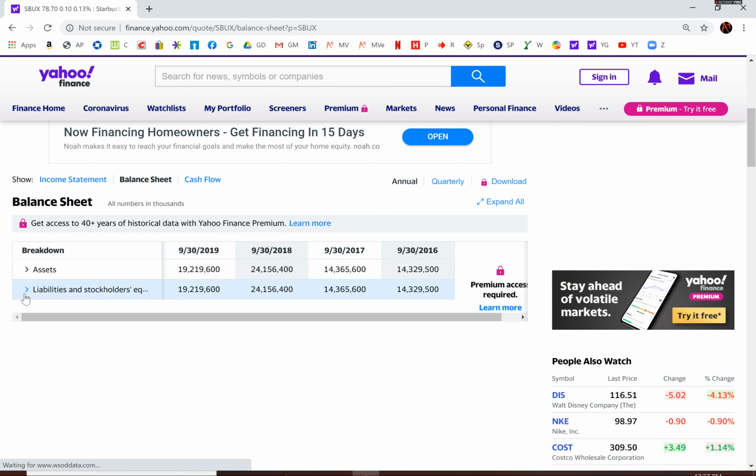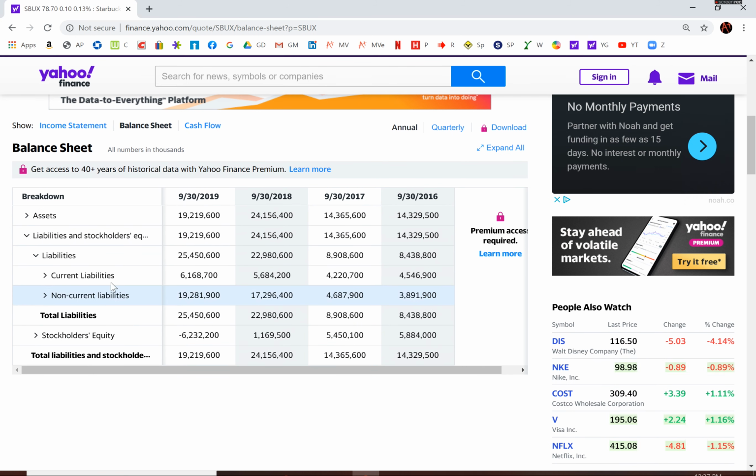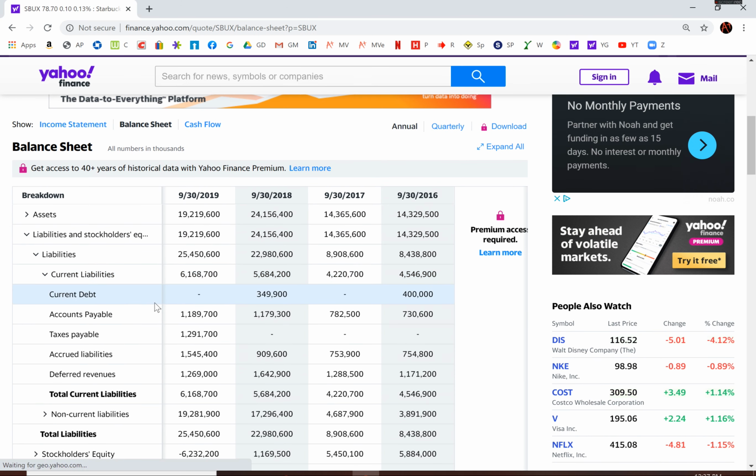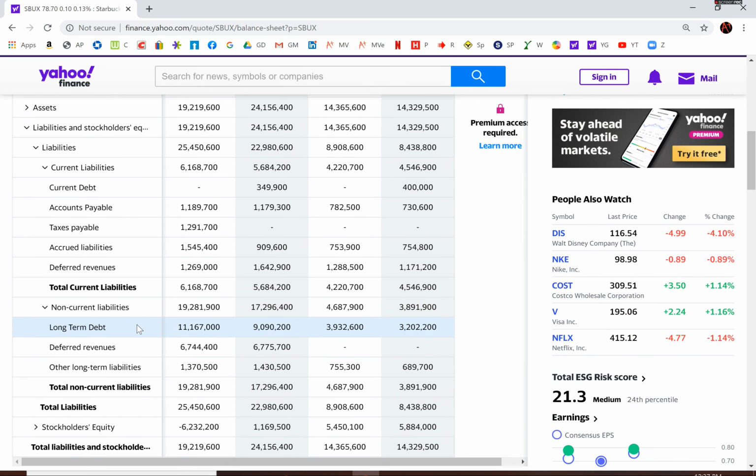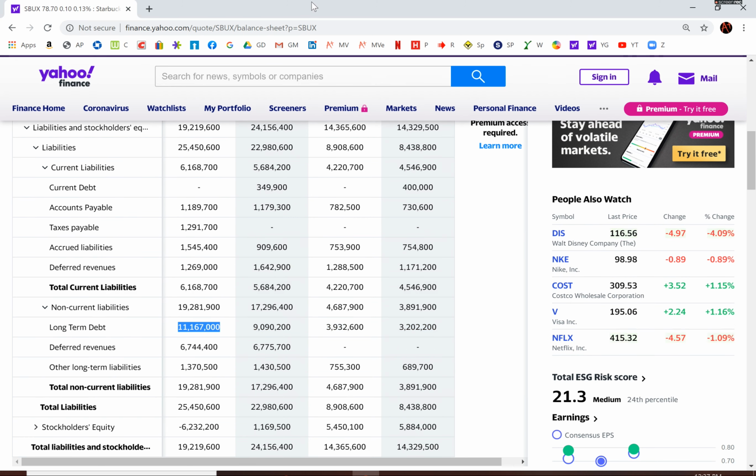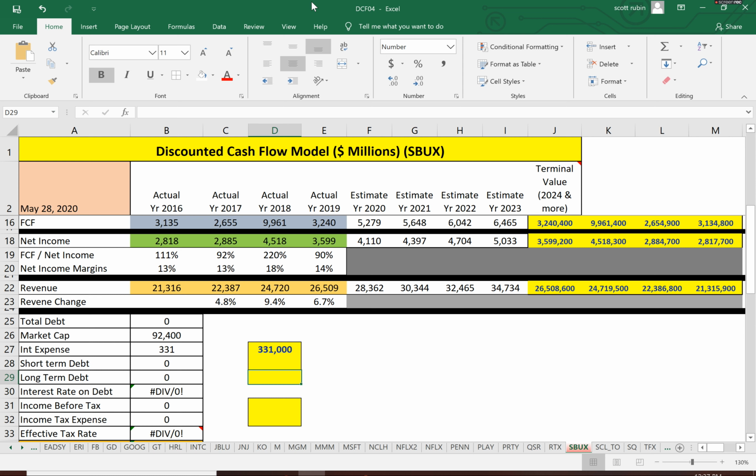And let's see how much debt they have. We'll go to the balance sheet. We'll look at the no current debt. Long-term debt, $11 billion. So that's debt due beyond 1 year. So they pay 2.96% interest on the debt.